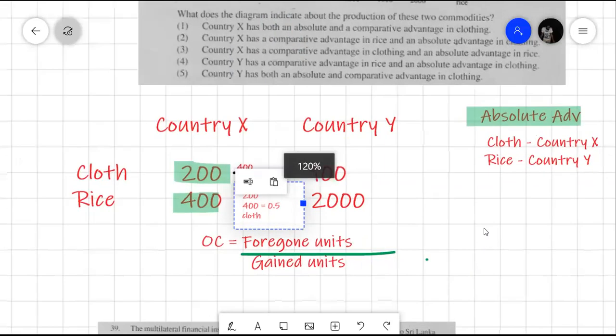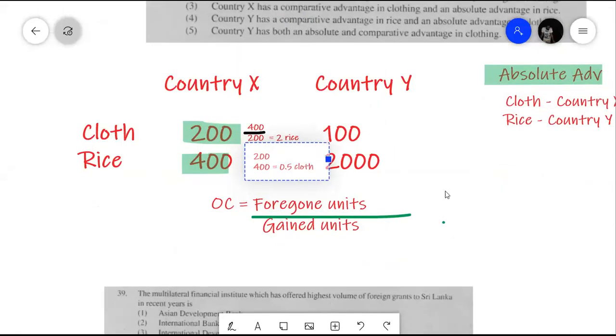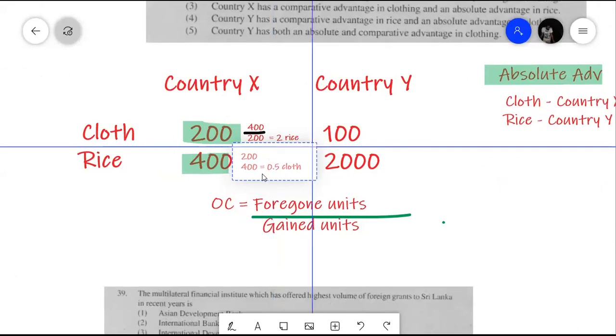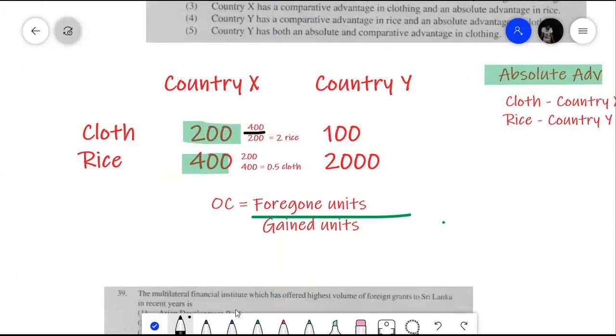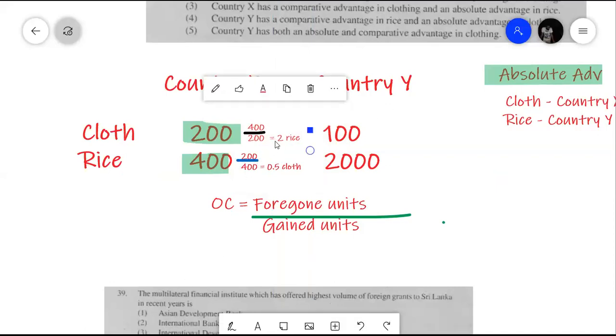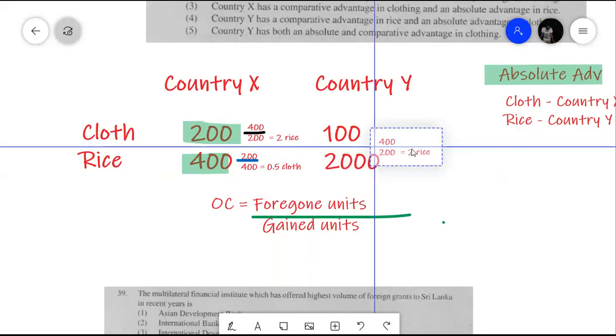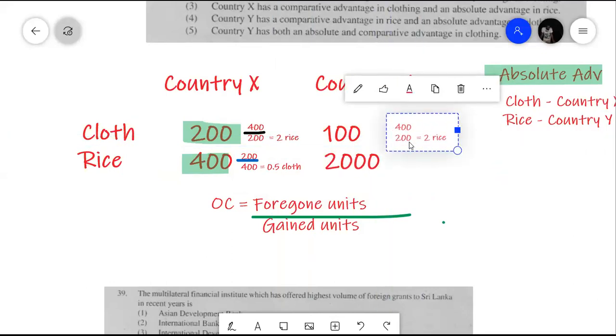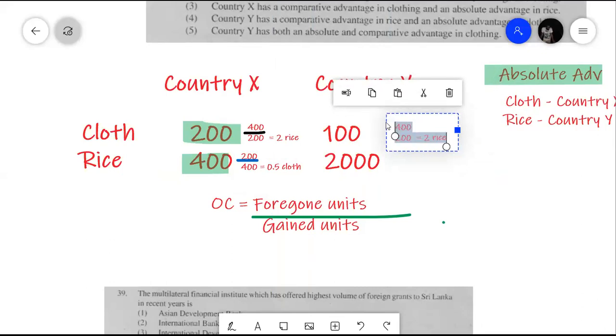I'm hoping by now you all know how to do that calculation, right? That's that. So now you have found out for country X. You do the same thing for country Y now, right? Okay, take country Y. Please give me numbers. What divided by what for country Y now? To get 100 cloth, they have to give up 2000 rice. So it's what divided by what? Exactly. It's 2000 divided by 100, right? 2000 divided by 100, you get how much? You get 20. So 20 units of rice. Their opportunity cost is 20 units of rice.